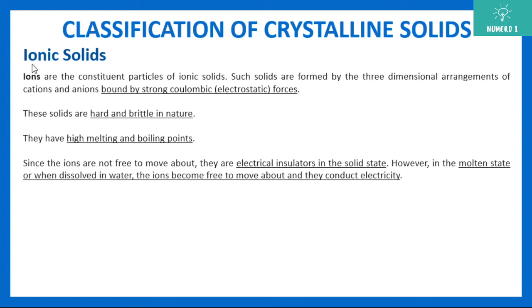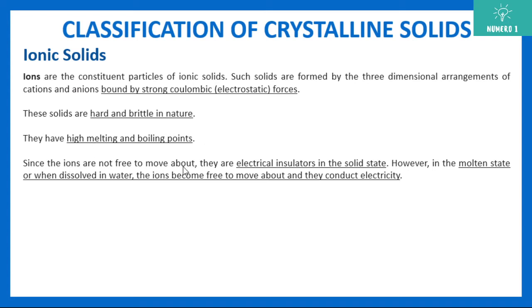Let's look into ionic solid. As the name suggests, ionic solids are made up of ions. We know that there are two types of ion. One is cation, the other is anion. Cation is positively charged, whereas anion is negatively charged, and because of this they are bonded together by strong Coulombic forces or electrostatic forces. In the properties we see that these solids are hard, brittle in nature, and they have high melting and boiling points.